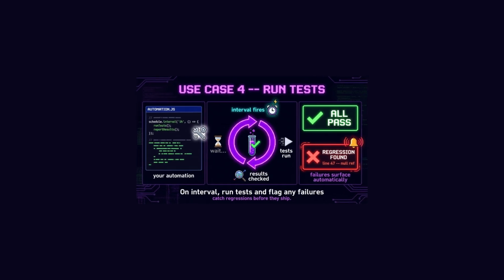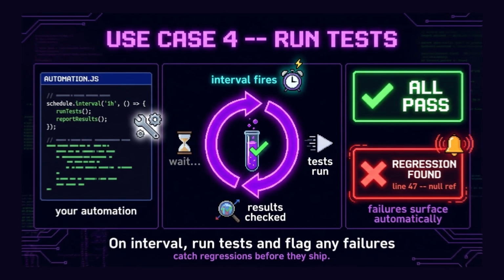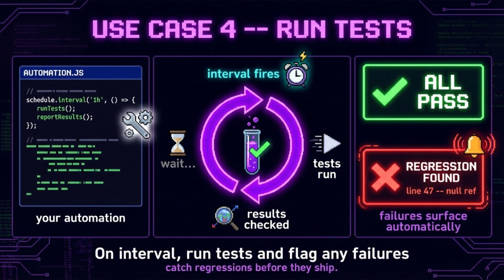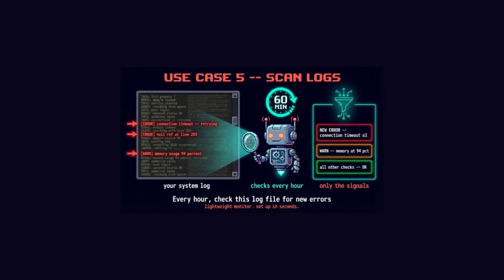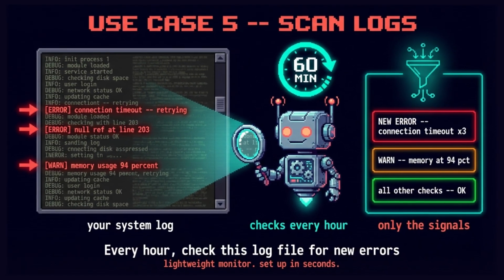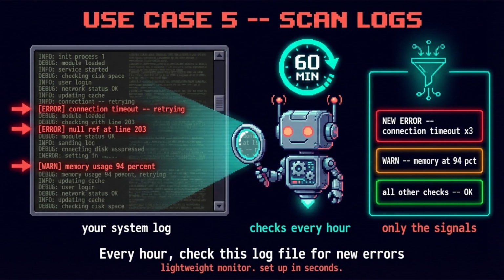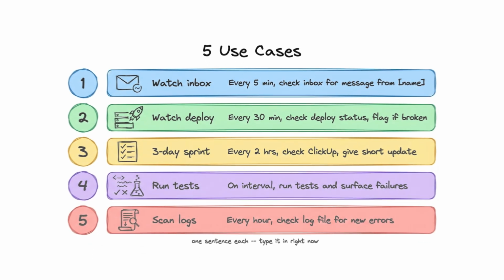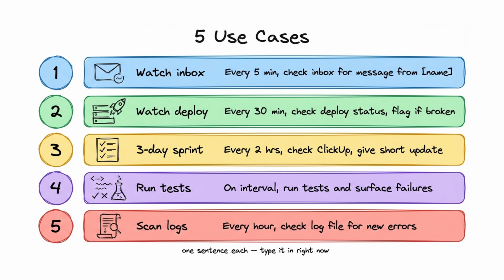Number 4, you're testing something iteratively. Instead of running your test manually each time, set a loop to run it on an interval and surface any failures automatically. Especially good if you're building automations and want to catch regressions early. Number 5, you're watching logs or tracking changes in a system. Every hour, check this log file and let me know if there are any new errors. Basically, setting up a lightweight monitor in seconds. That's 5. Pick one that fits what you're working on right now and just type it in.